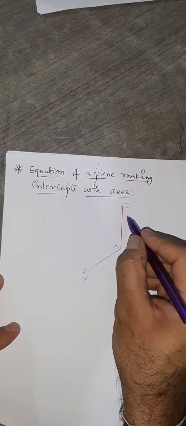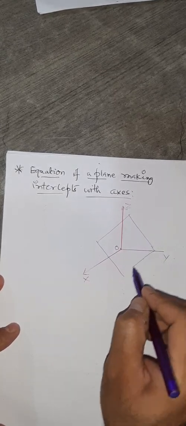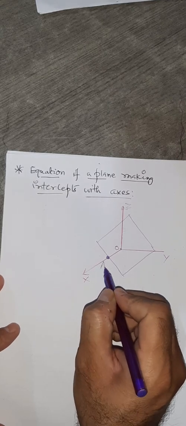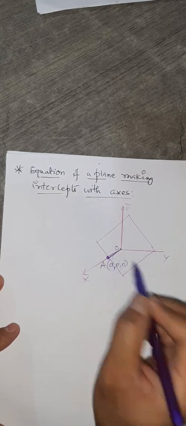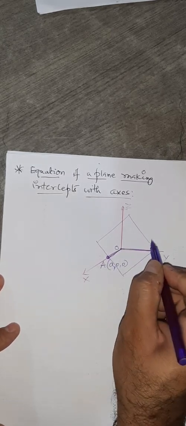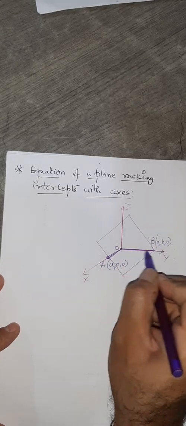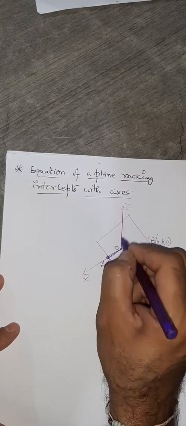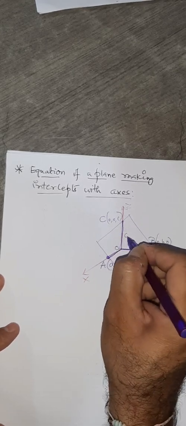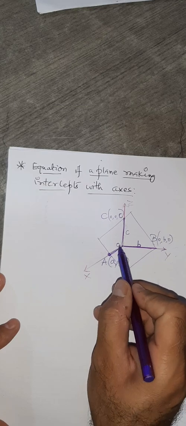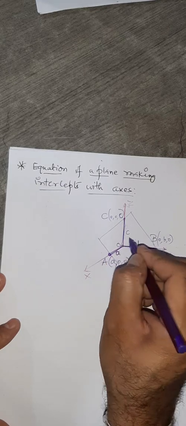At this origin, we have a plane like this. Let's consider a plane that intersects the x-axis at one point A with coordinates a, 0, 0. So this becomes the x-intercept. With the y-axis it intersects, suppose at B, so 0, b, 0. So this becomes the y-intercept. And with the z-axis, let's write here 0, 0, c. So this becomes which intercept? Z-intercept. So a, b and c, these are the three intercepts.